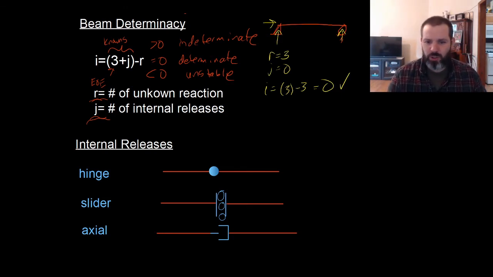A little more about internal releases. Internal releases, or the J that we talk about up here, have to do with special things we add in the middle of a beam that release an internal force. So here I have an old style foldable measure. This is what they used to use in construction before you got a regular sliding tape measure. My grandpa gave me this.